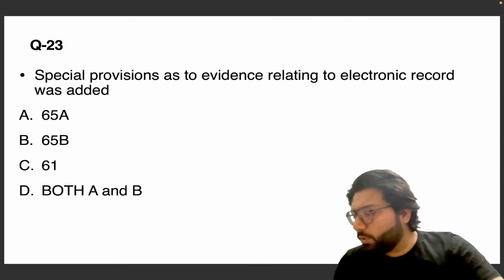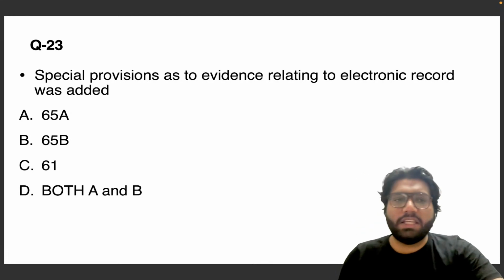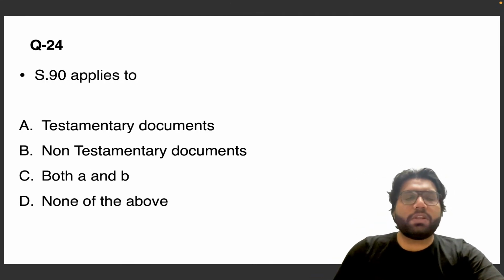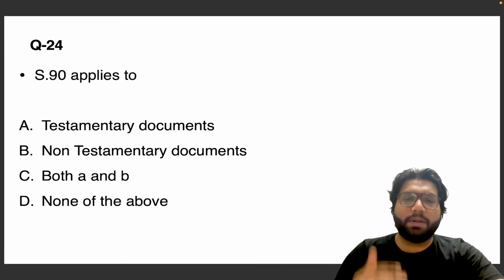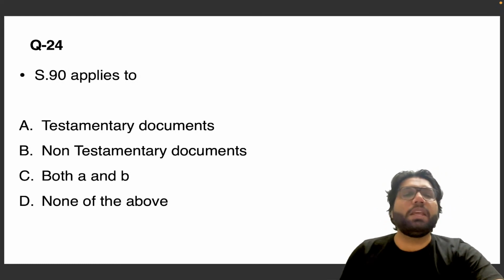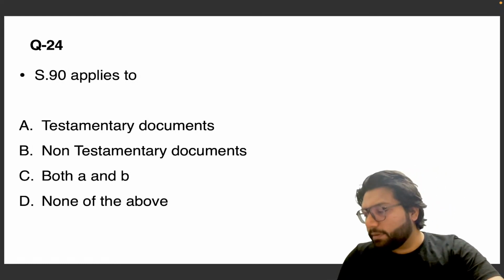And first one to answer correctly is Sapna, followed by Amit and Mosami. D is the correct answer. Section number 90 applies to what kind of documents? Testamentary documents, non-testamentary documents, both A and B, none of the above.